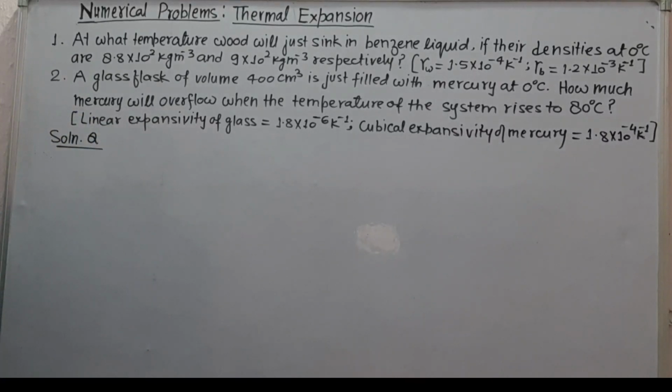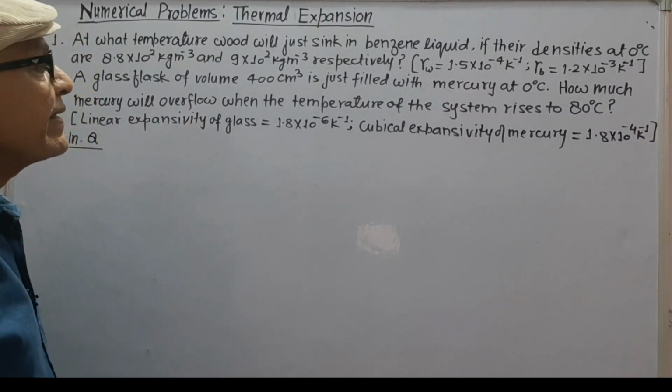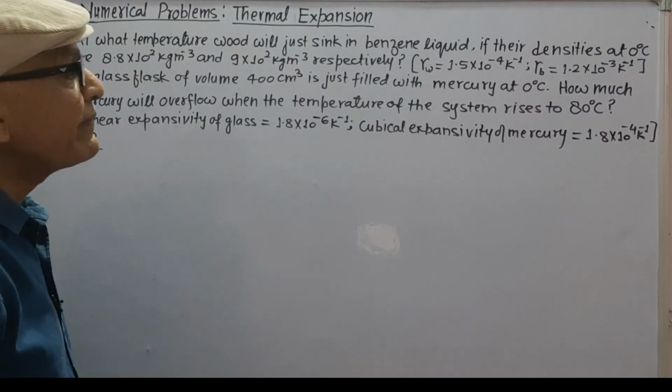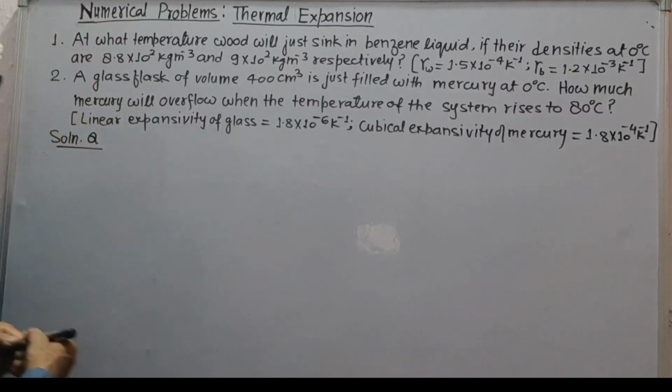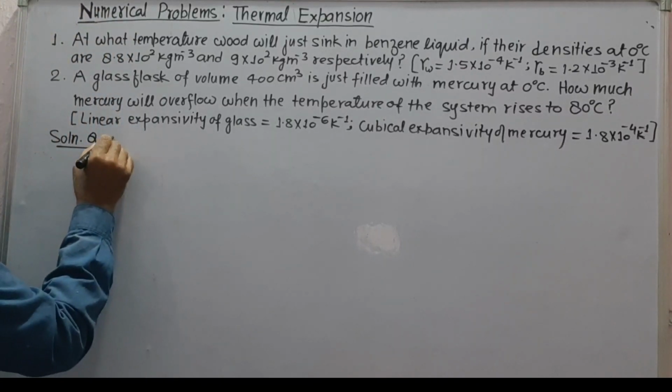Next, question number 2. A glass flask of volume 400 cm cube is just filled with mercury at 0 degree Celsius. How much mercury will overflow when the temperature of the system rises to 80 degree Celsius? Linear expansivity of glass is 1.8 into 10 to minus 6 per Kelvin and cubical expansivity of mercury is 1.8 into 10 to minus 4 per Kelvin. Now, solution to question 2.